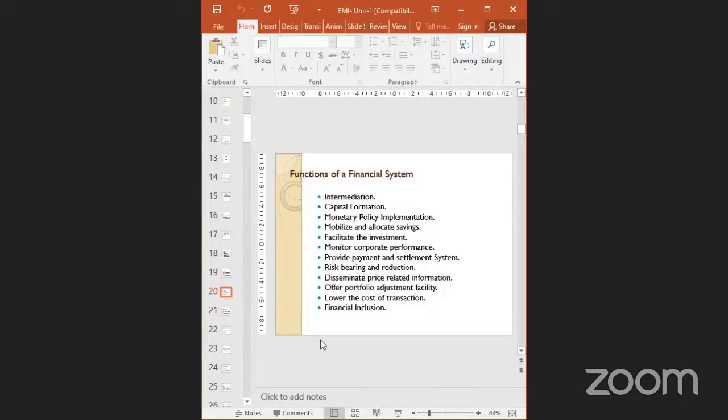Now, what do you understand by capital formation? Capital formation is something familiar. It's a very familiar term, because you studied capital formation in the first semester. Why is it required?